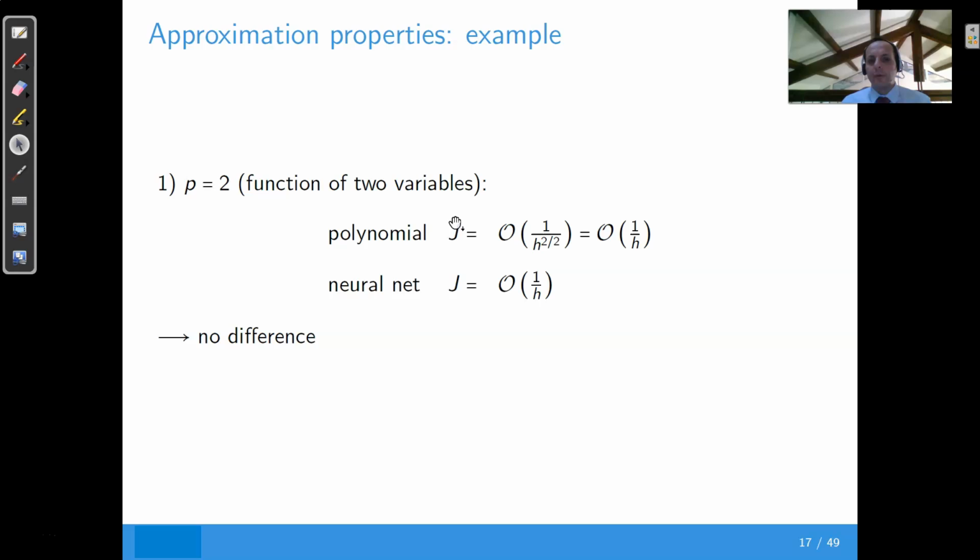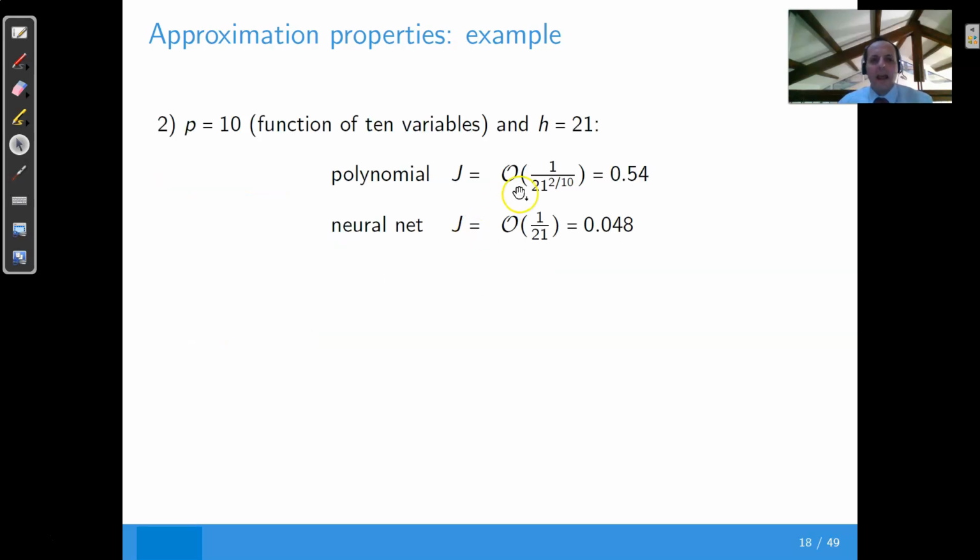So we have in the next slide an example, which means that, for example, for the case of two variables, so you have two inputs, the polynomial has the same order as a neural network. So there is no difference, of course, for quite simple structures. With a limited number of inputs, the approximation properties are the same. So there is no advantage with respect to a polynomial.